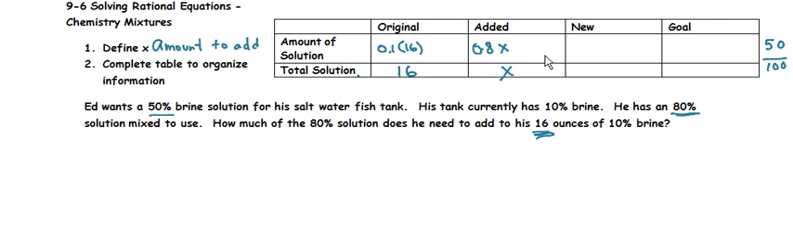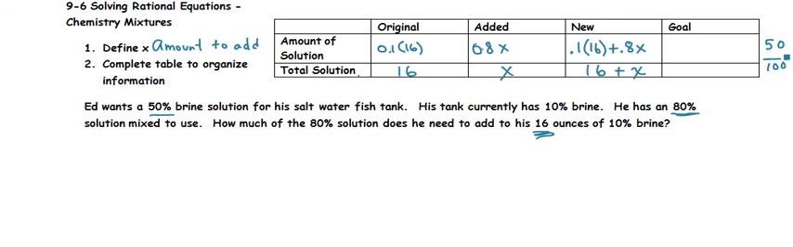Completing the two previous columns then leads us to know what the new solution will look like. Well, it's going to be that 10% of 16 and the 80% of the unknown amount will be the solution amount. The total then is going to be the 16 ounces plus however many ounces. So you notice by adding the original with the amount he intends to add tells us how much new there's going to be.